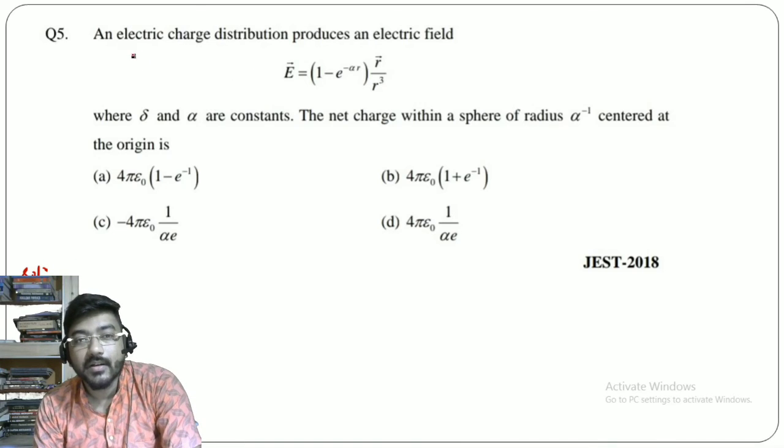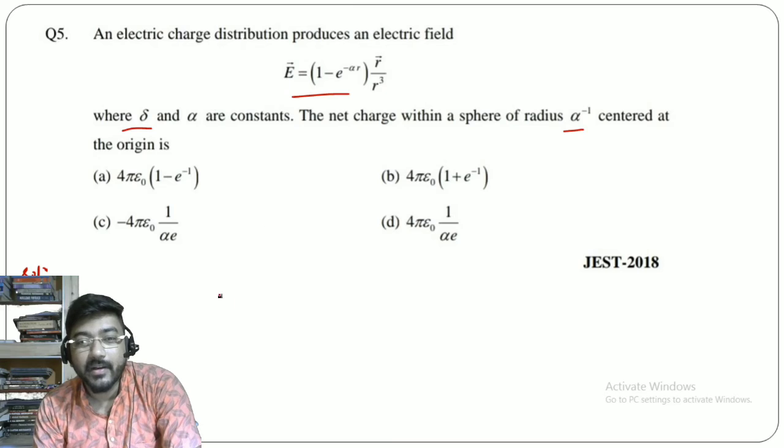Here, given that an electric charge distribution produces an electric field E equal to this, we need the net charge within a sphere of radius alpha inverse centered at the origin. So what will be the net charge? Here the electric field is given and alpha is a constant.